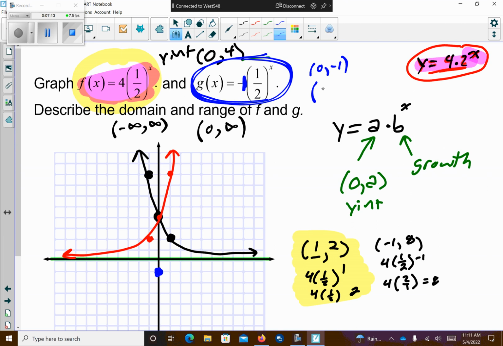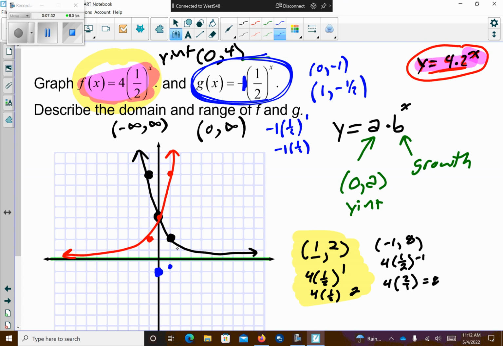Okay, so let's pick another value. Let's see. I could pick 1. If I plug 1 in, I get negative 1 times half raised to the first. So that's negative 1 times half. Half of negative 1 is negative half. So 1, negative half is here.